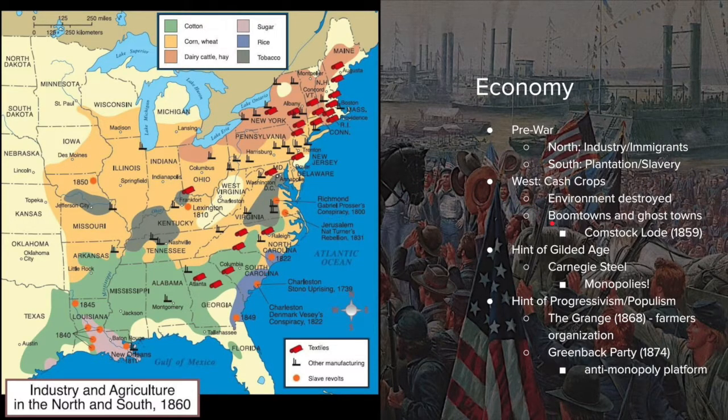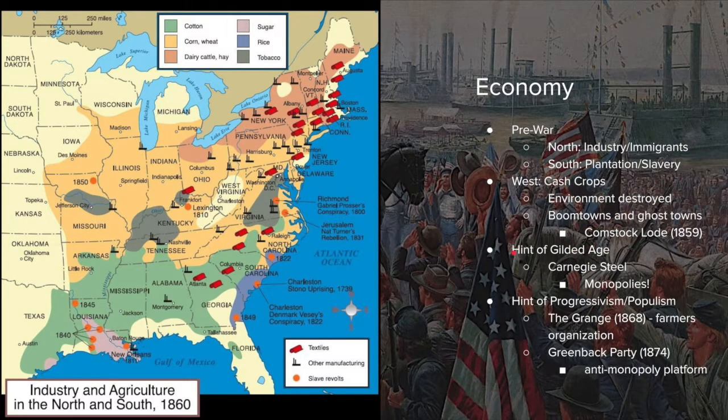We also get boom towns and ghost towns out in the West. I don't have Nevada up here, but there is a place in Nevada. The Comstock Lode in 1859 is a silver mine that is found, and they build this huge Virginia City to mine that silver, and as soon as the silver's out, they all leave, and it becomes a ghost town. And as you guys know, living in California, we have a ton of ghost towns that were once boom towns. So that is happening in the West.